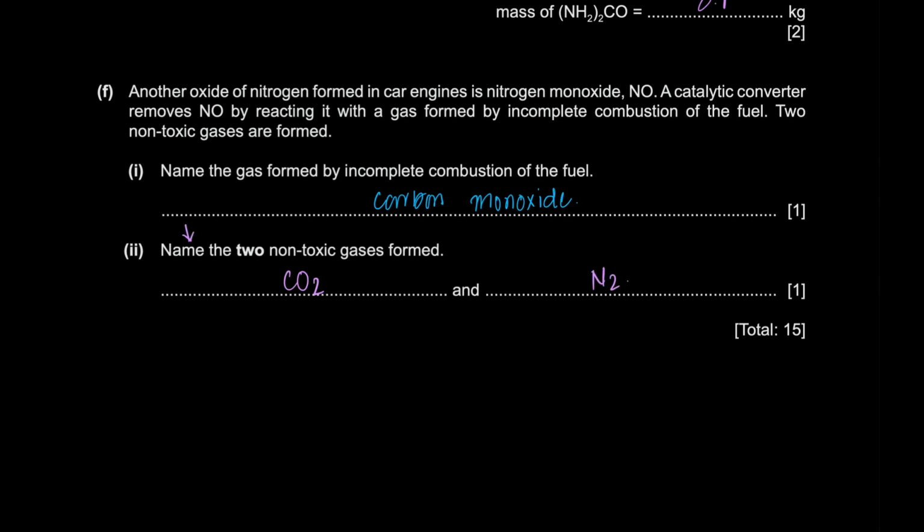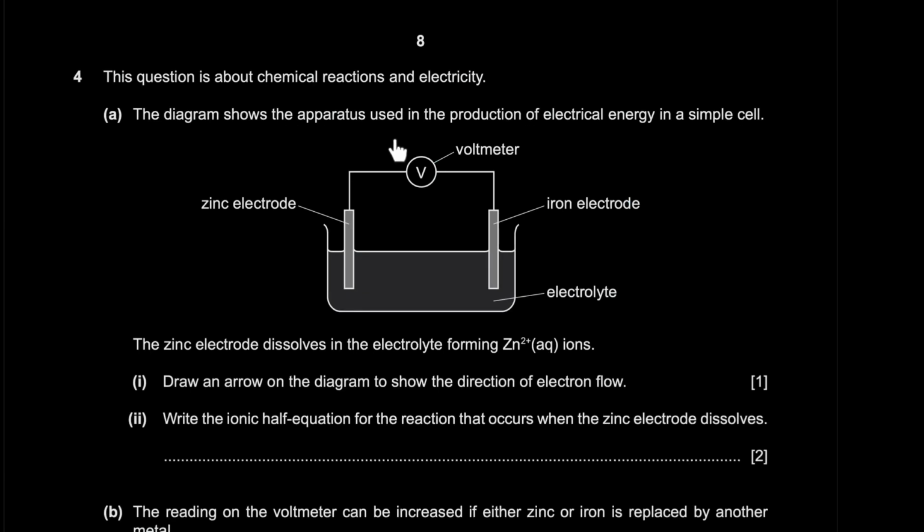Right? Let's move on. The diagram shows the apparatus used in the production of electrical energy in a simple cell, so essentially a battery. The zinc electrode dissolves in the electrolyte, forming zinc ions. Draw an arrow in the diagram to show the direction of current flow. So zinc and iron. Zinc is more reactive than iron. This will discharge. Electrons will travel from here to here. Electron flow, right? Not current. So electron flow will travel from left to right.